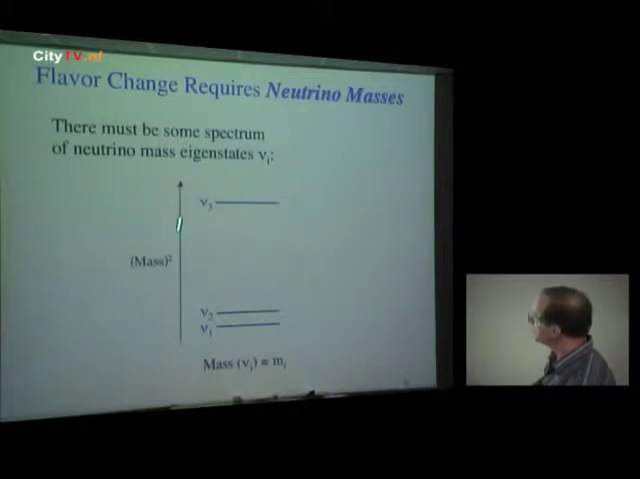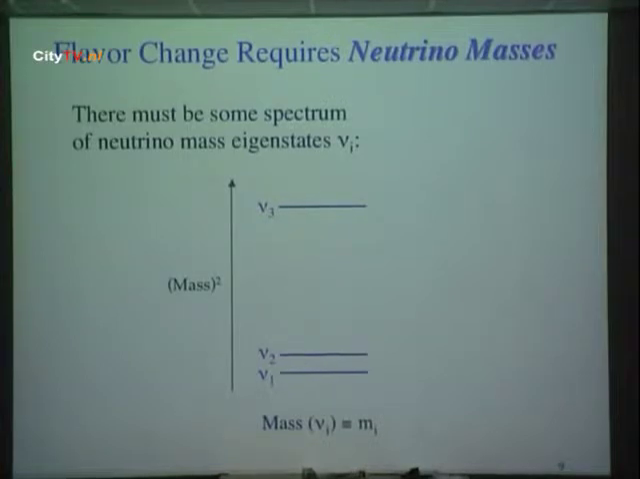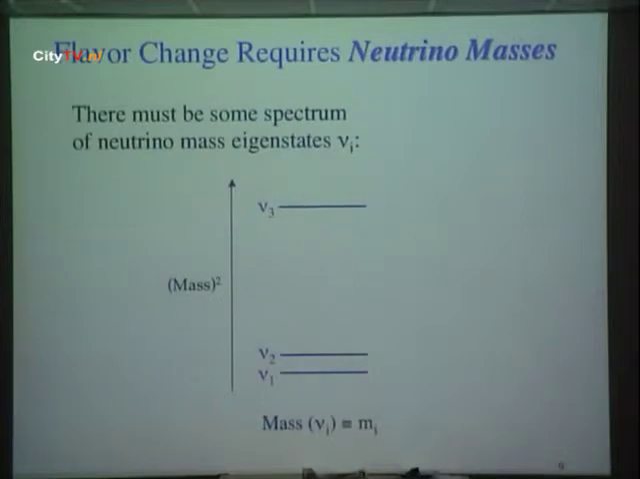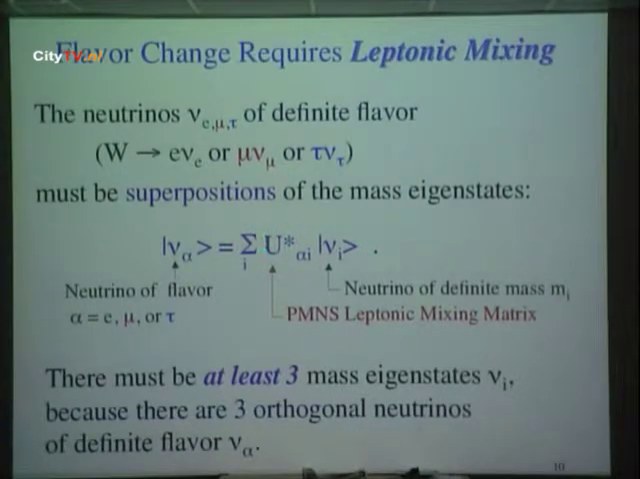That means that there is some spectrum of neutrino mass eigenstates, nu1, nu2, nu3, maybe more, and we'd like to determine what this spectrum is. As we'll also see, neutrino flavor change requires leptonic mixing, and what that means is that the neutrinos that we started out talking about, nu E, nu mu, nu tau, each of which is born with the charged lepton of the same flavor, are not these mass eigenstates, but instead, each of these neutrinos of definite flavor is a linear quantum superposition of the mass eigenstates like this.